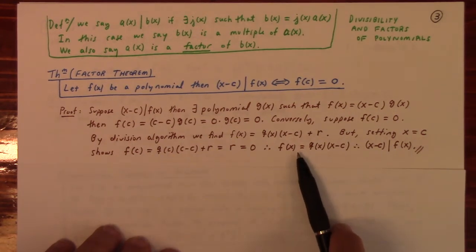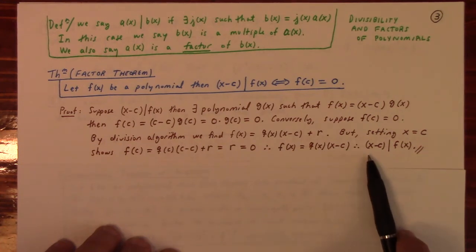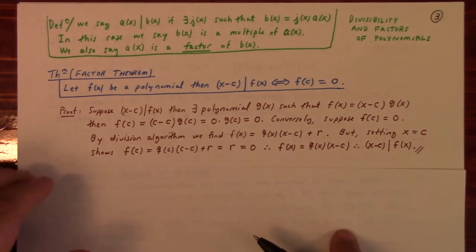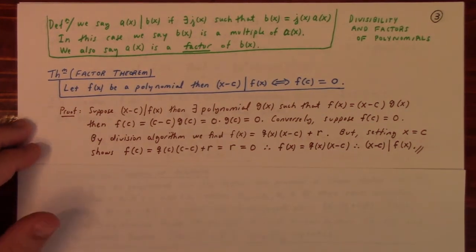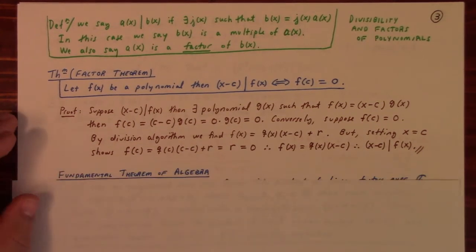Therefore, we find that f of x is a multiple of x minus c, which is to say x minus c is a factor, or in other words, f of x is divisible by x minus c. All right? So all that divisibility language we talked about for integers also works for polynomials.